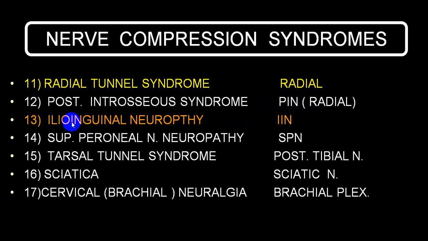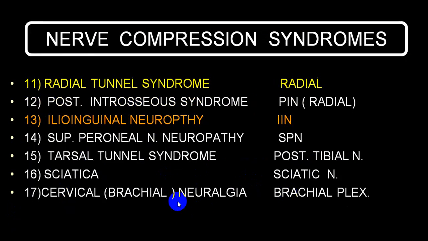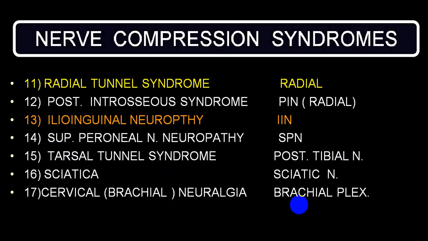Now in the lower limb: ilioinguinal neuropathy, superficial peroneal nerve neuropathy, tarsal tunnel syndrome, that is the posterior tibial nerve, sciatica, that is the sciatic nerve, and brachial neuralgia we have already mentioned. Sorry, here we mentioned cervical radiculopathy, or here a separate name is given, cervical or brachial neuralgia, that is compression of the brachial plexus.